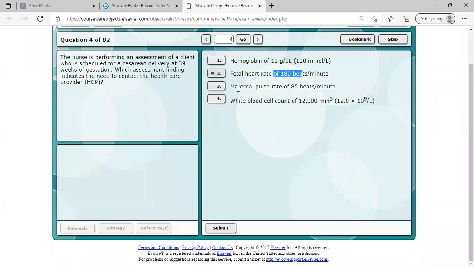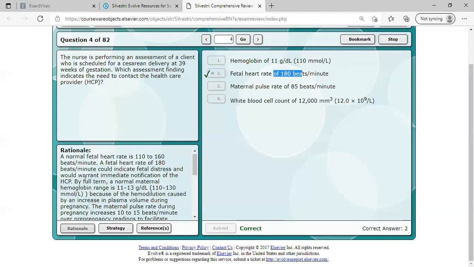Number three, maternal pulse rate 85 beats per minute. So the maternal pulse rate is within the normal range, no problem. Number four, white blood cell count 12,000 per cubic millimeter. So it is also within the normal range, because normal is supposed to be 11 to 15 thousand, right? So it is normal as well.